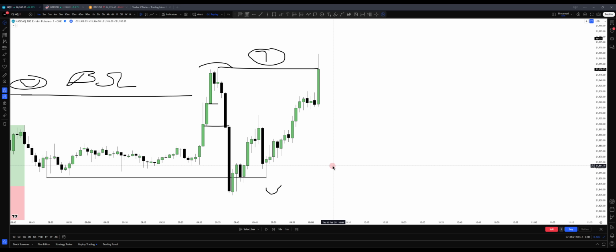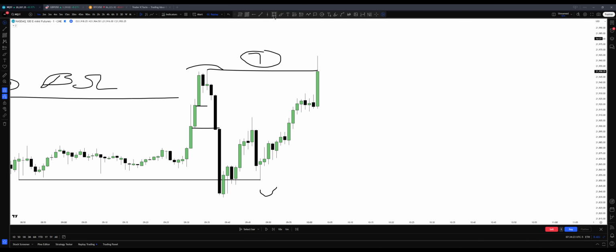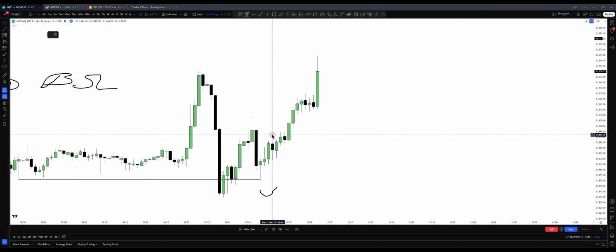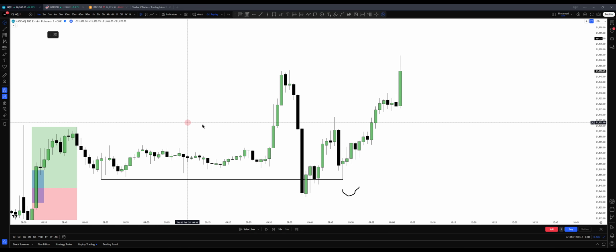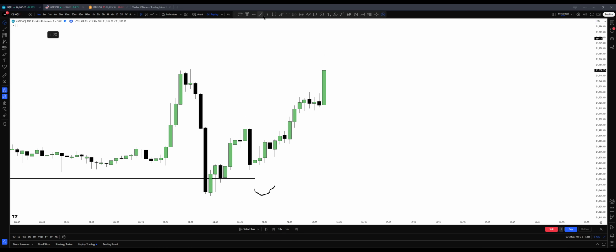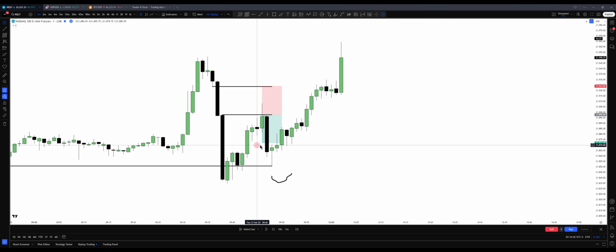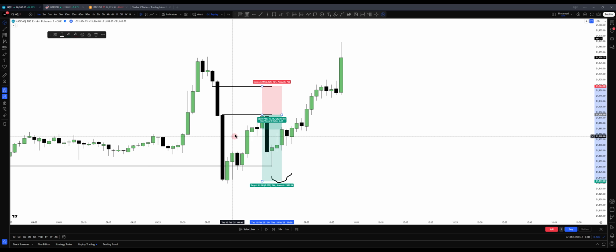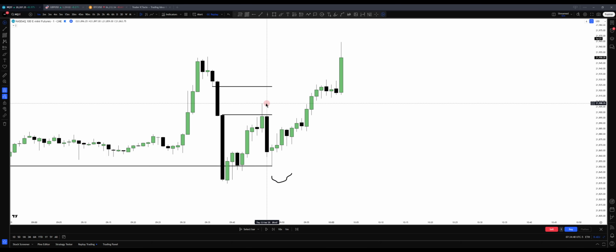Why is the distribution slower? Because it gives reaction to the false PD arrays, or to the PD arrays that are not in sync with the bias or in the direction, right? So this right here, since it was against the bias, let's say if you try to short here, it's just price engineering liquidity, right? So this is for you to participate and get in the wrong side of the market right here. So this is why it's slow.